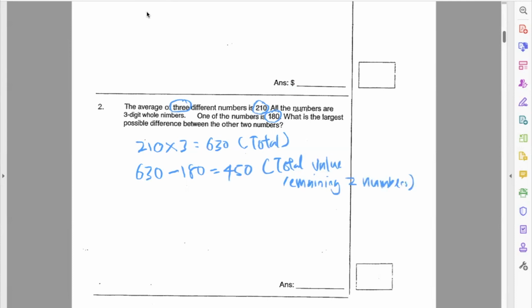Okay, so there are 2 numbers. This 450 is made up of the sum of the value of 2 numbers. The question wants the largest possible difference. And we know that from this question, they are all 3-digit numbers. The largest possible difference will happen when one of the numbers is the smallest and the other number is the largest it can be. So the smallest 3-digit number is 100.